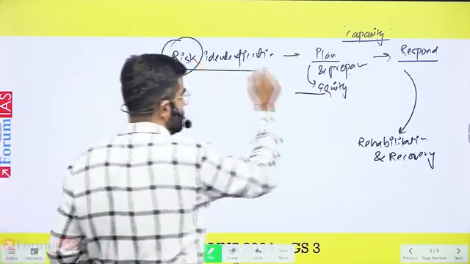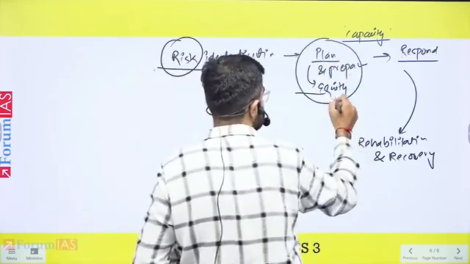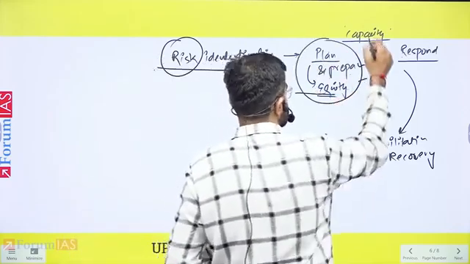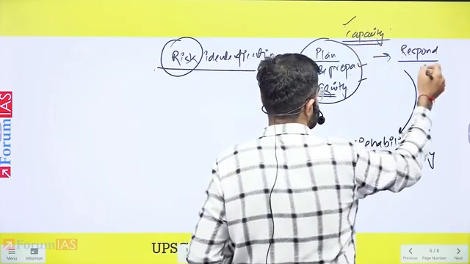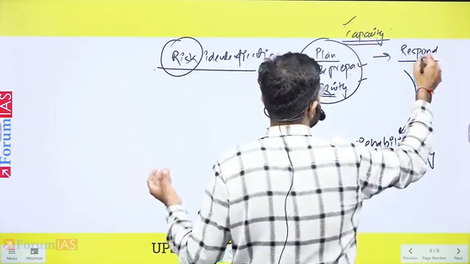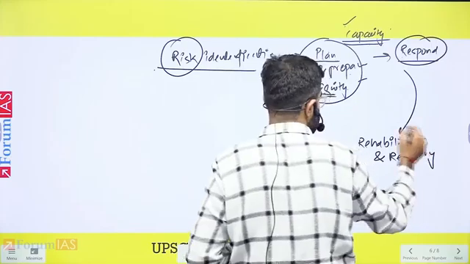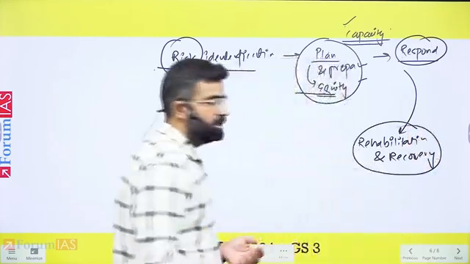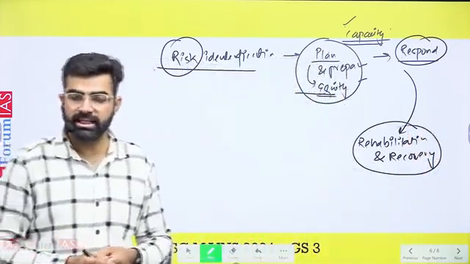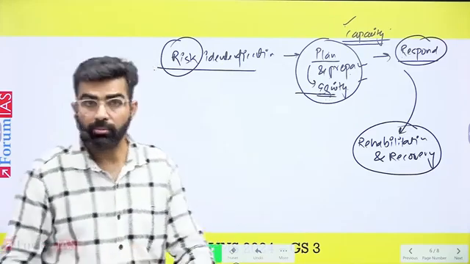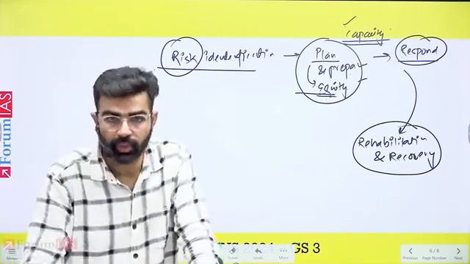Identify the risk, plan and prepare. This plan must be inclusive, equity based, with capacity building of that particular individual, community, region, then the response, then finally rehabilitation and recovery of the people. Okay? These are going to be the components inside a framework.